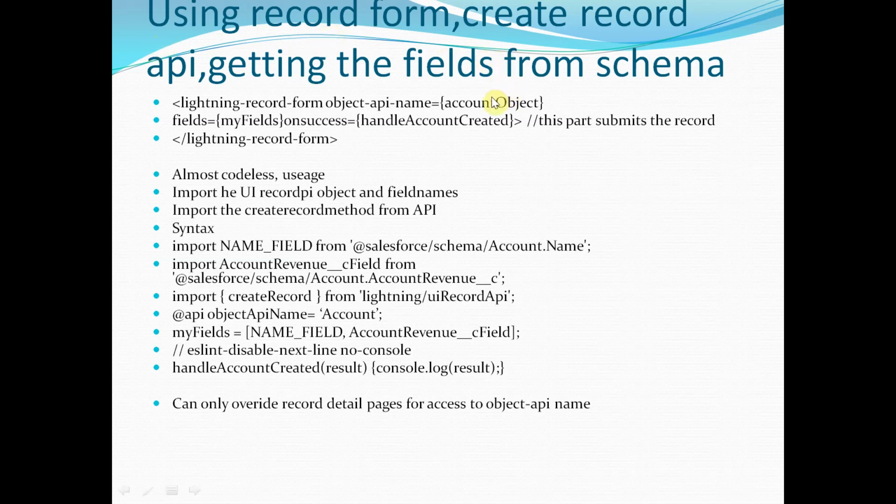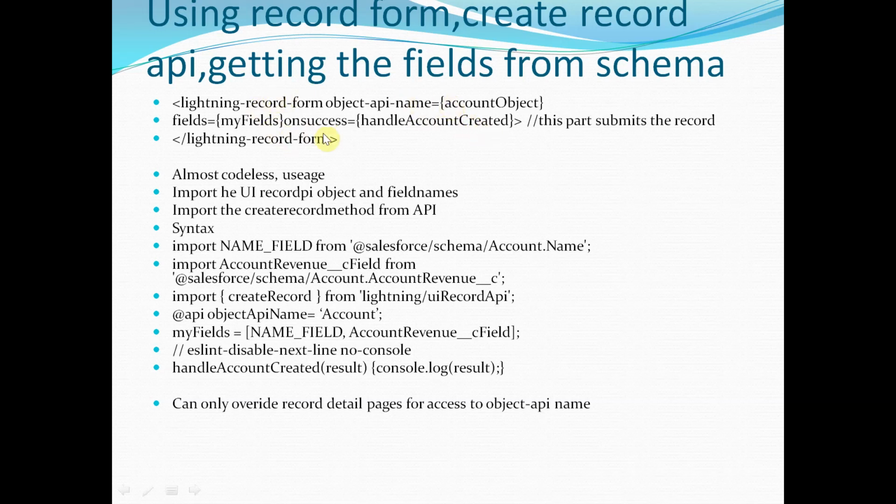See what you see here, Lightning record form. It takes one parameter, object API name, and this variable should be your object name that you want to update, and then the fields you want to update. And whenever the success happens, you can designate a callback method, which is nothing but your JavaScript method. So it takes only these parameters, and automatically based on your field data type, it will render the UI. Pretty simple implementation.